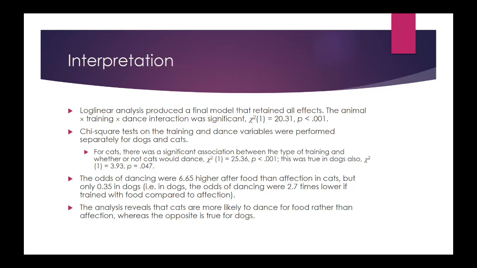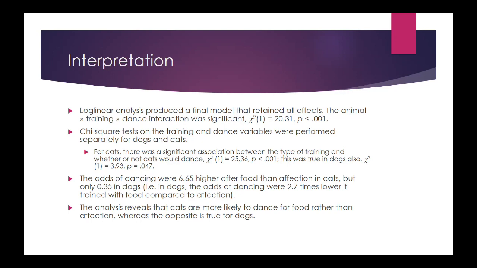6.65 times lower or less likely to dance after affection as opposed to food. So you just have to switch basically what you're interpreting. But it really comes down to what your questions are and how you present the data. Are you really trying to find if food was more effective or if affection was more effective? It comes down to how you set up the question and how you set up the analysis. But either way does work for interpretation.